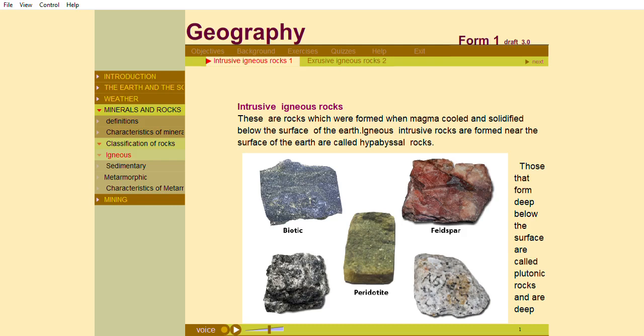These rocks that were formed when magma cooled very slowly are referred to as plutonic. These rocks are found in great depth. These are some of the examples.